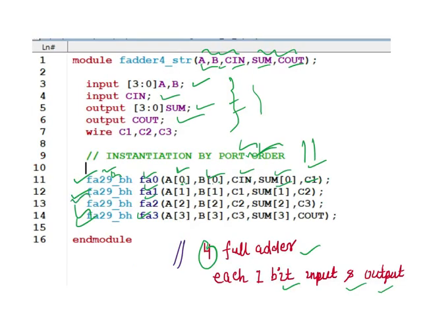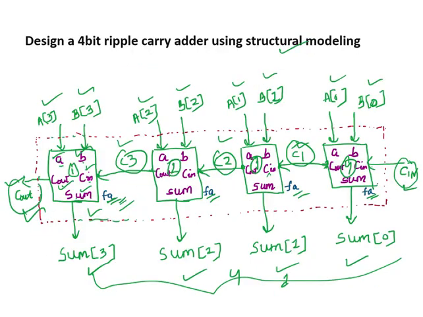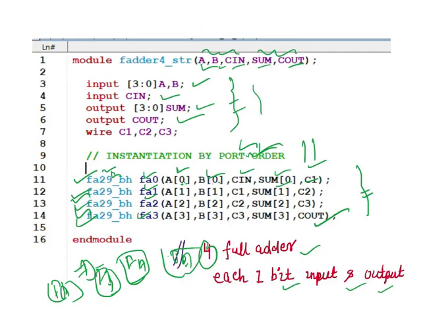So 4 times I have written like this. I am instantiating, or using, this full adder 4 times here. 4 times full adder, so I am using this full adder part 4 times. And you can see the last part is C out. In the diagram also you can see the last part is C out, right? So here also you can see the last part is C out.